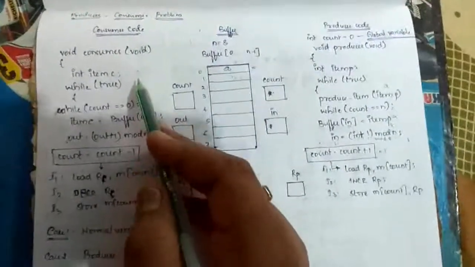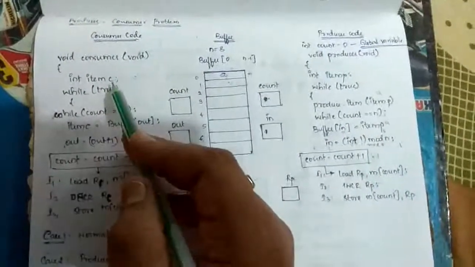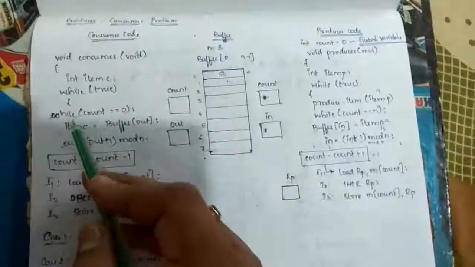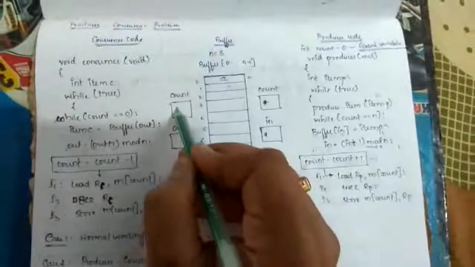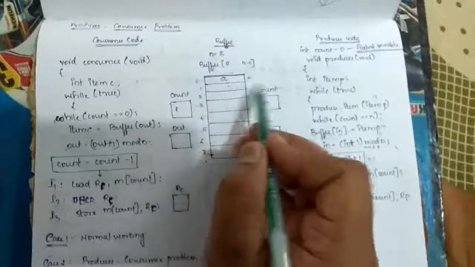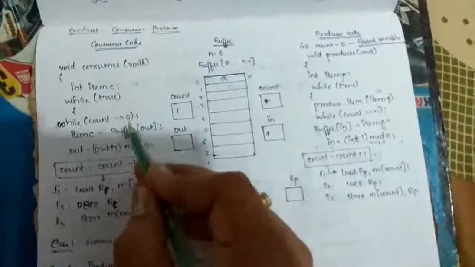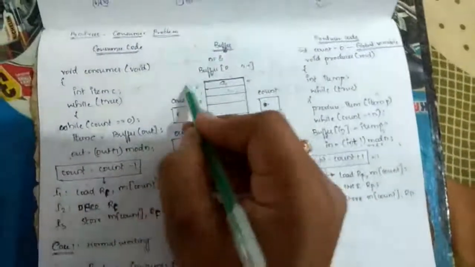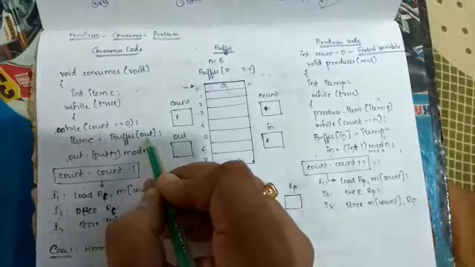So again we run the consumer code. Now int item c, c stands for consumer. While true, assuming that this condition is true, while count double equal to 0. Is the count double equal to 0? No, the count is 1, because there is an item that has been produced by the producer. So is 1 double equal to 0? No, the condition fails, and so it comes here. Int item c, buffer of out. Out is initially pointing to the 0th position, so out stands for 0.